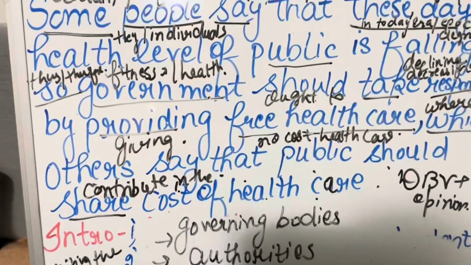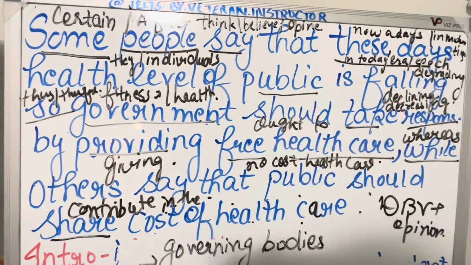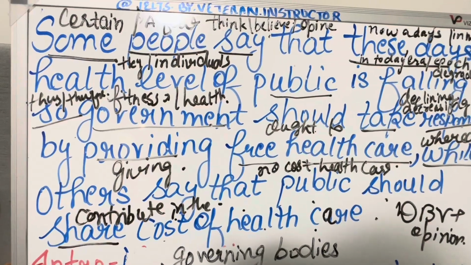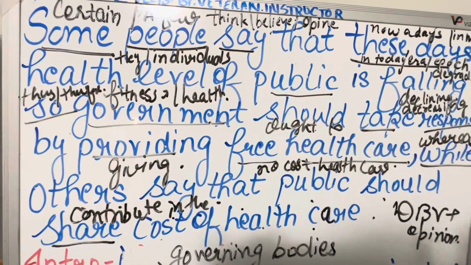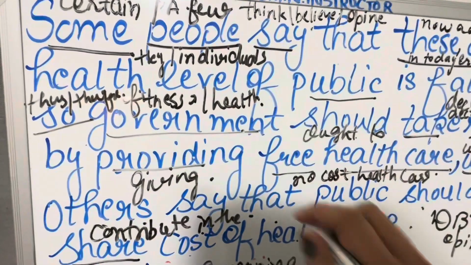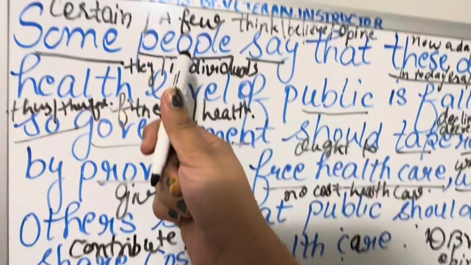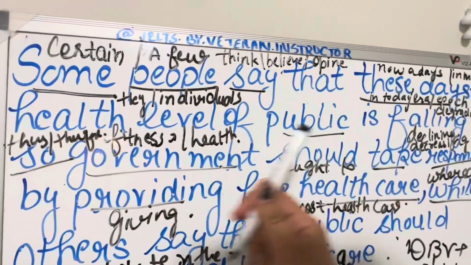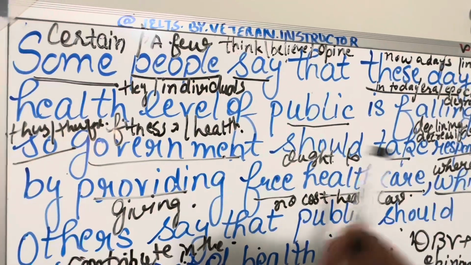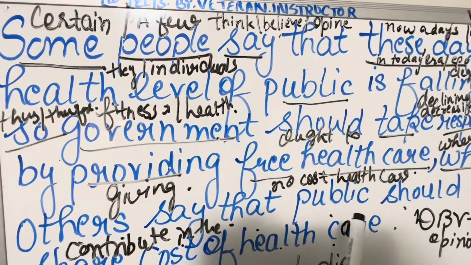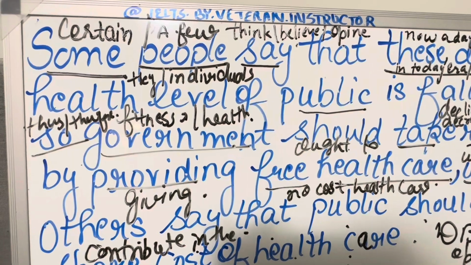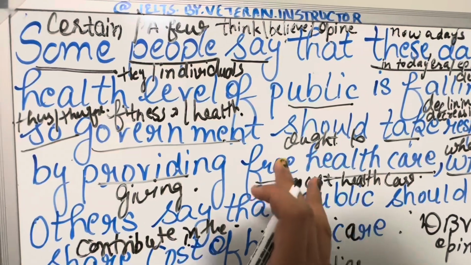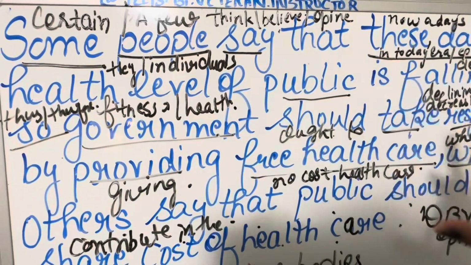I hope you have noted it down, although it's going to be messy, and if you had noted it down at each and every step, then it could be clear to you. Now, do we have to write in the same way? Will I write the introduction in the same way? Certain, or a few people or individuals think that nowadays health level of public is falling, therefore government should this. No, I'm not going to do it in this way. I have given all these different words, but I'm not going to copy the entire sentence structure.